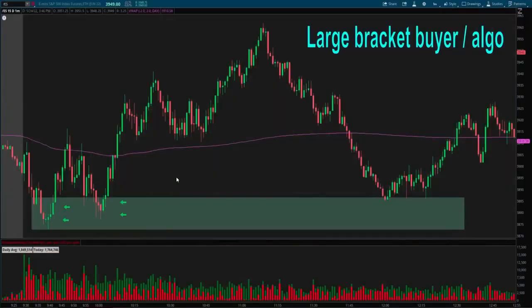And I haven't done enough testing yet, but that type of action may formulate stronger demand zones because later in the day, we pulled back into that area. This is what it looks like on a candlestick chart, and rallied from that. So that was just a large bracket buyer or algo, however you want to view it. And that's just how I view the market.